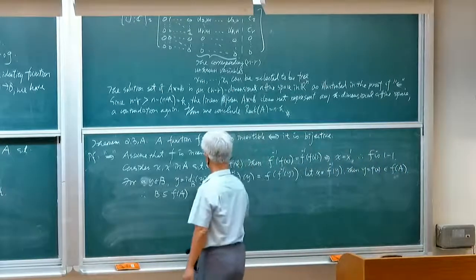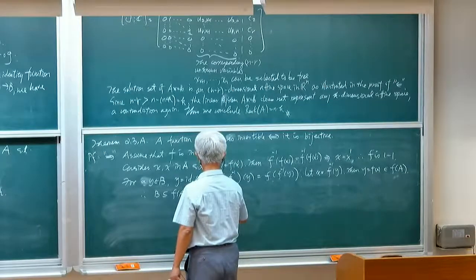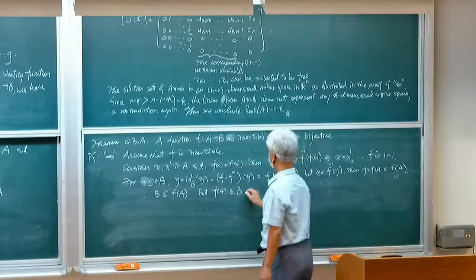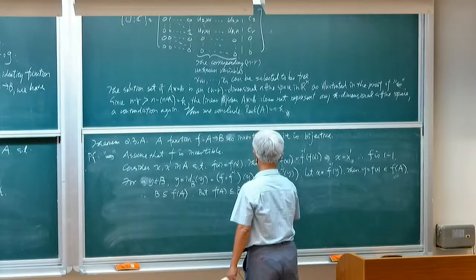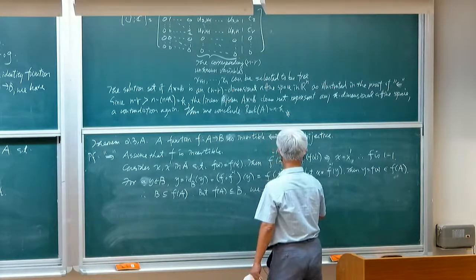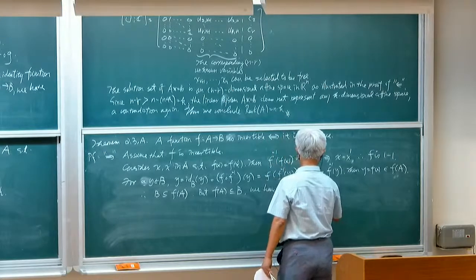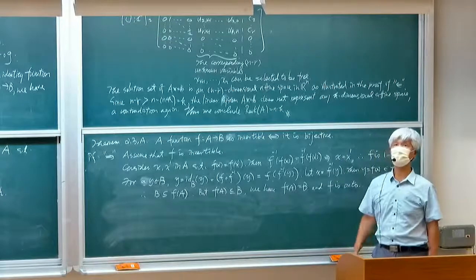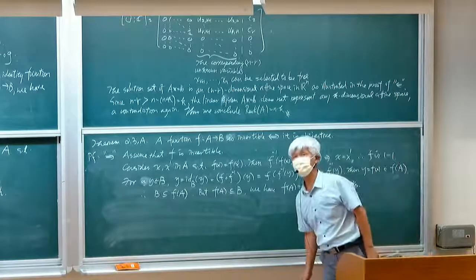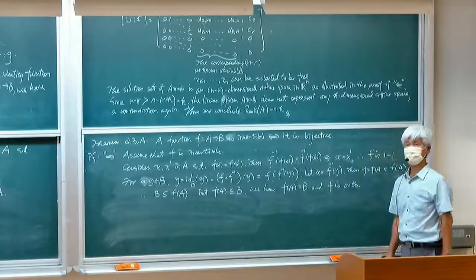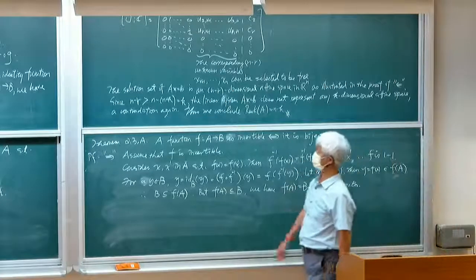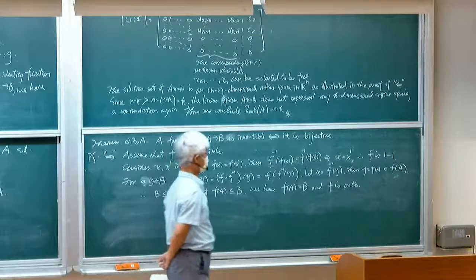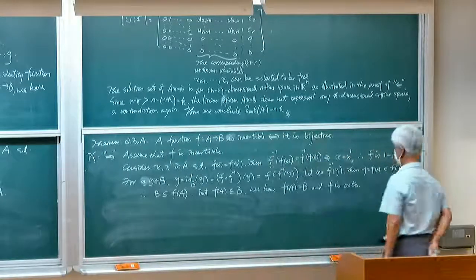But we know the range of f should be a subset of the codomain. So the range is equal to B, and f is onto. Okay, so we finish the forward part. So when f is invertible, then f is bijective.